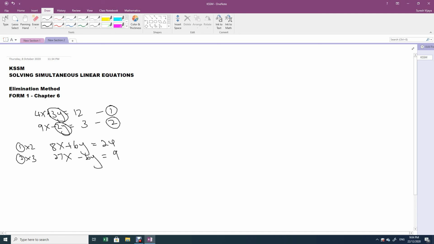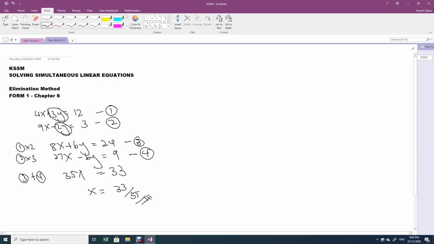Next, as you can see, the signs for the variable y are plus and minus, so we have to add the equations, because 6y plus negative 6y will be 0. So we add equation 3 to equation 4. We will have 35x, as 8x plus 27x is 35x, and 6y plus minus 6y will be 0, equals 33. So x will be equal to 33 over 35.